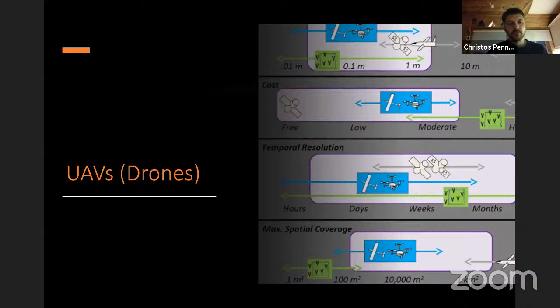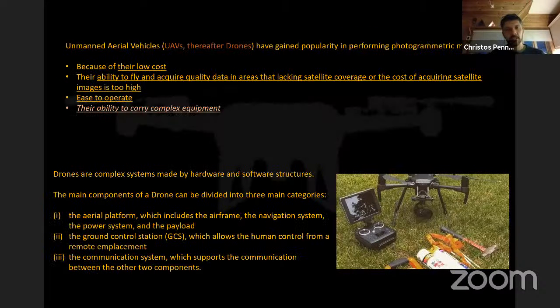So now let's move to UAVs, drones. UAV is, I think, the most appropriate term to characterize these vehicles, but since everyone is using the term drone, I'm also using the term drone to describe these vehicles. So unmanned aerial vehicles have gained popularity, as we said before, in performing photogrammetric missions, especially in the last years. And this is due to their low cost, because they are so affordable nowadays.